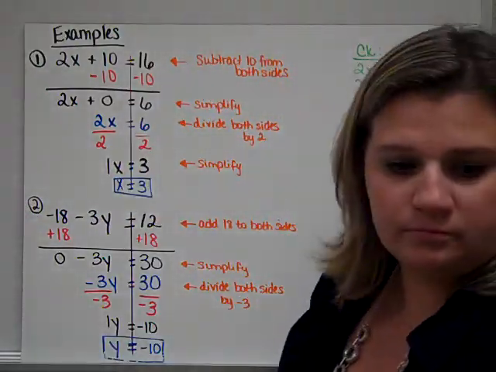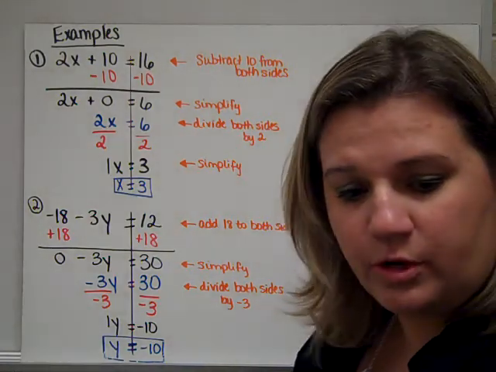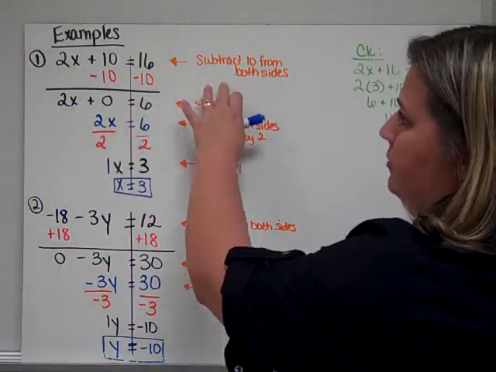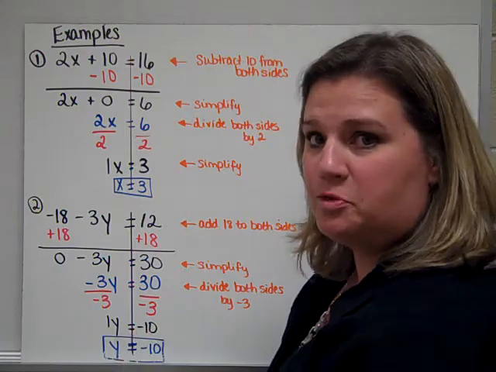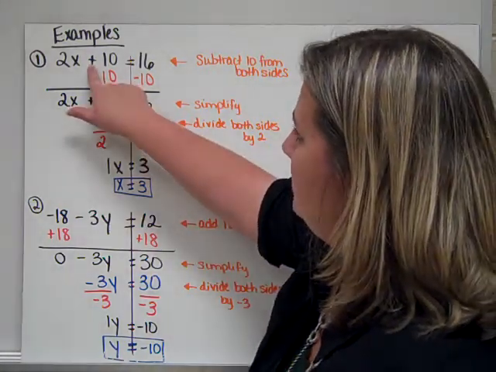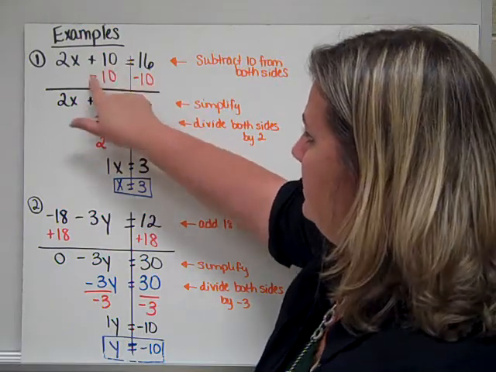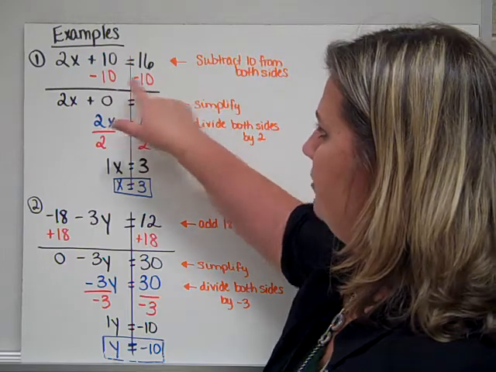Examples. 2x plus 10 equals 16. Now here, the first step said that we either are going to add or subtract. Since I have addition, I must subtract. This is what's being added, so 10 is what I am subtracting. So the first step here is I'm subtracting 10 from both sides.